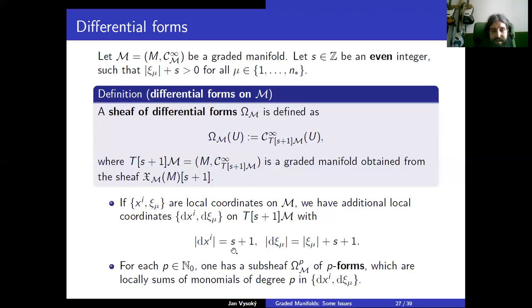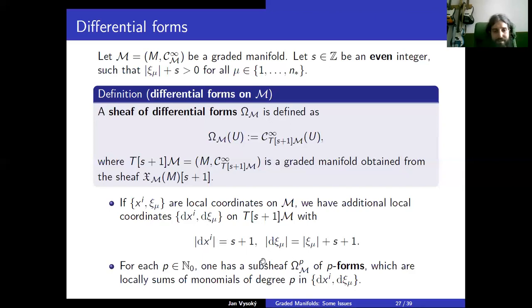The degree of this one is s+1, and the degree of this one is that of xi plus s+1. Because the x^i had degree 0, these have all the degrees. So these anti-commute. And these, this is even, so I don't care about s. So this has degree xi mu plus 1. So if the xi's were even, these dxi's are odd, and if the xi's were odd, the dxi's are even. So it is really, these coordinate functions commute as you would expect from differential forms corresponding to these coordinates.